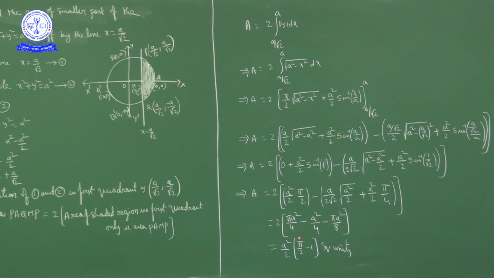So pi minus pi by 2 is how much? Pi by 2 minus a square by 4 already came out, no? So pi by 2 minus 1. So what is the final answer? a square by 2 into (pi by 2 minus 1) square units.